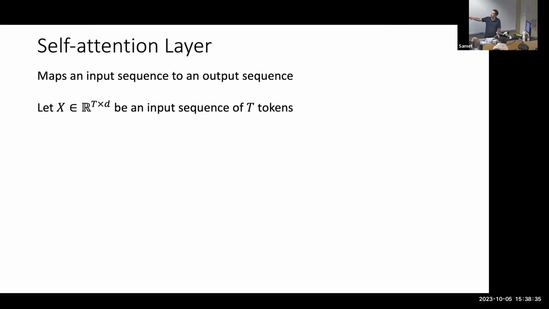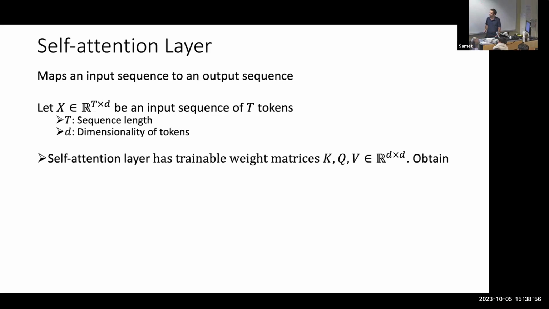Throughout, the capital X will denote some input example. I will denote it using a matrix that is T by D, where T is the length of the sequence and D is the dimensionality of each token. Then the canonical self-attention formula is like this. We have trainable weights K, Q, V, and we will create features called key, query and value features.